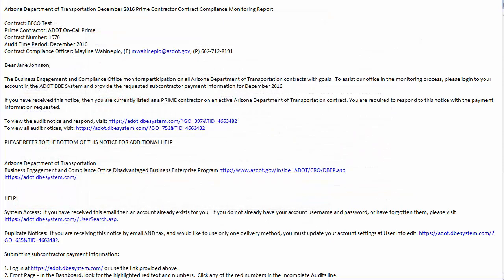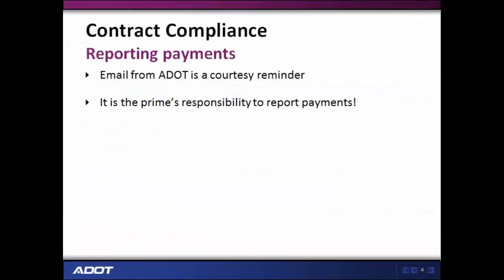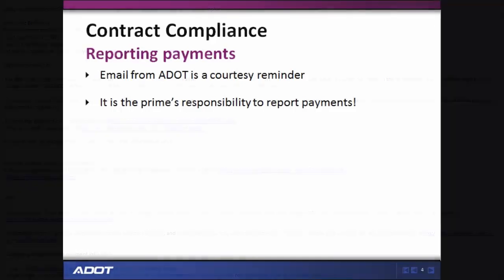The notification email requests that primes report payments for the recently opened audit month. Click the link in the email to respond. Please note that the audit email notification is a courtesy reminder, and that ultimately it is the prime's responsibility to actively monitor and report payments in the DBE system.